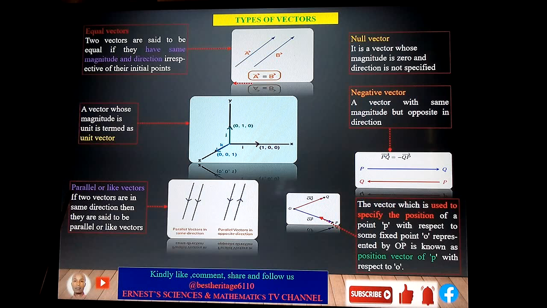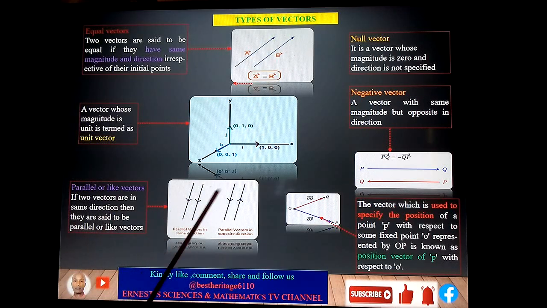There's another class of vectors we refer to as parallel vectors, and these are vectors that are in the same direction, of course, and they are given as parallel vectors. If you consider this one, the vectors in the same direction are parallel vectors, and these other vectors also travel along the same line but in the opposite direction, and they are as well regarded as parallel vectors.